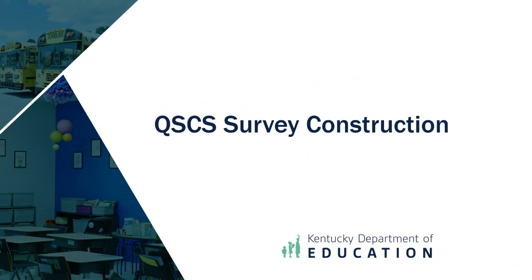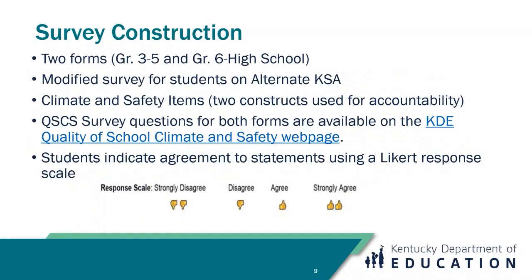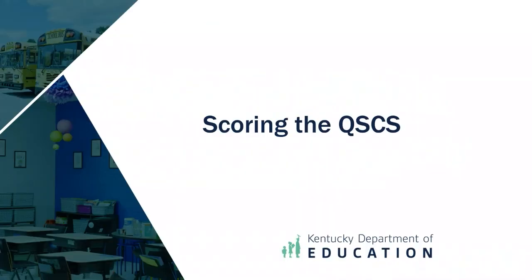How was the QSCS survey constructed? There are 2 forms, one for grades 3 through 5 and one for grades 6 through high school. Students in grade 9 and 12 do not take the survey. There is a modified version available for students on the alternate assessment. There are 2 constructs related to climate and safety, and students use a Likert response scale to indicate their agreement to statements. Copies of the survey questions for all forms and versions are available on the KDE Quality of School Climate and Safety webpage.